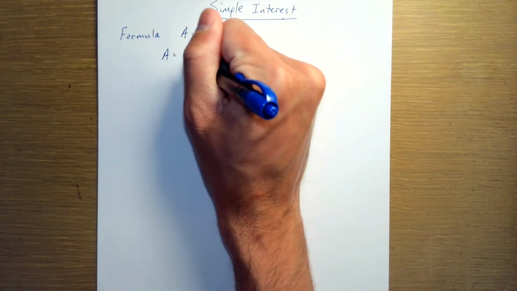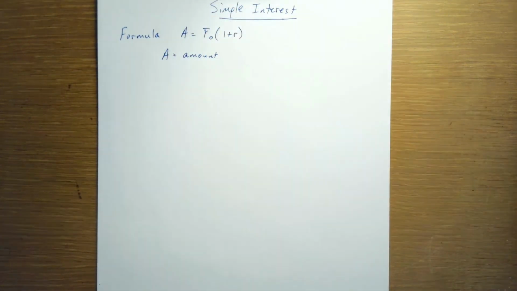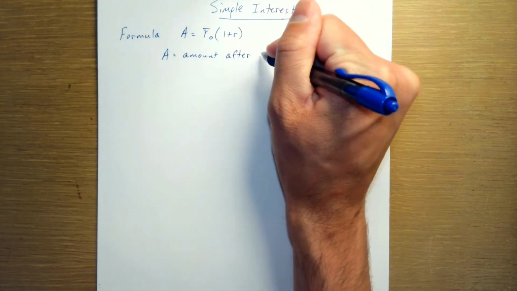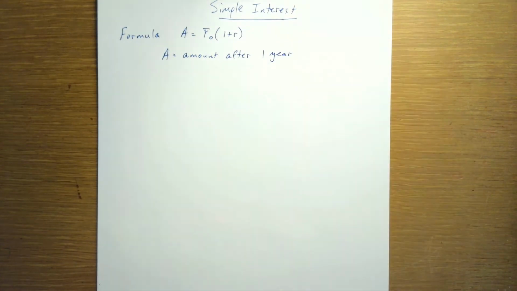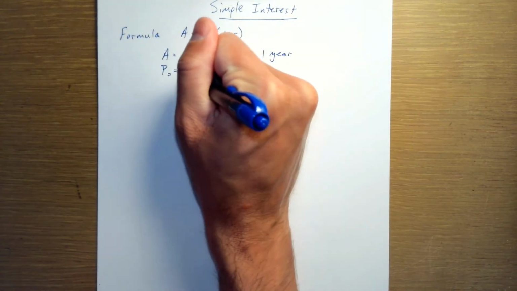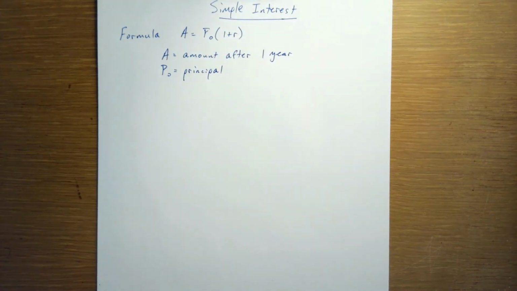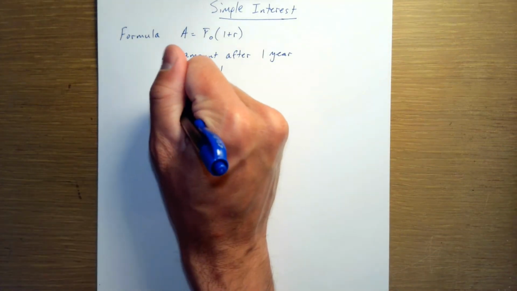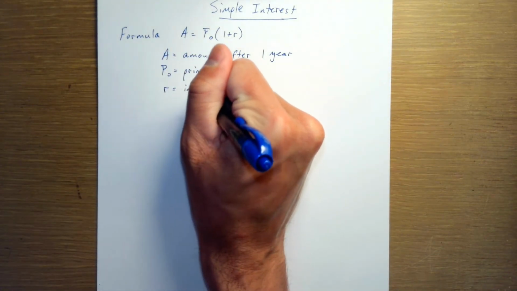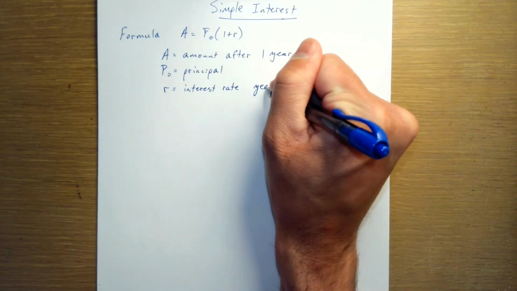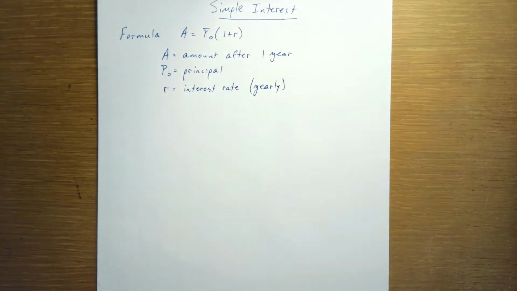A stands for the amount, and that's the amount of money that we have after 1 year. P naught stands for principal. Principal is the amount of money that you invest, so think of that as like your initial deposit. And R is our interest rate. And that must be a yearly rate, since simple interest is always assumed to be a yearly rate.